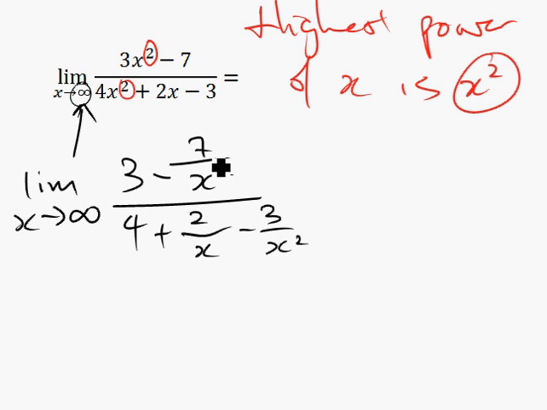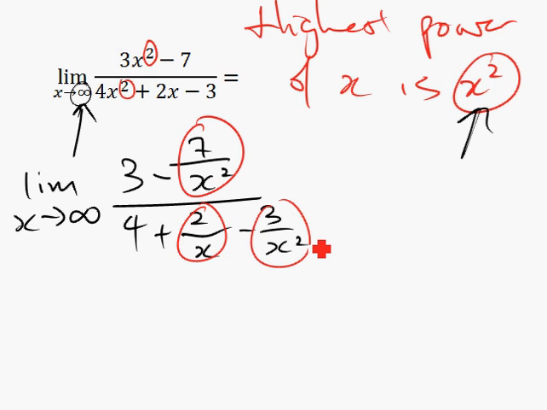Now, if you're not familiar with getting this one, it does take a little bit of practice. But after a while, you get the idea. Anything that just has a number, you get over x squared, or whichever the highest power is. In this particular question, it is x squared. And then what you need to do from here is, everything that has an x at the bottom of the fraction, when you substitute in infinity, it will become 0.